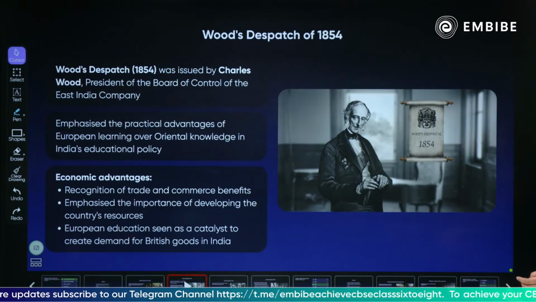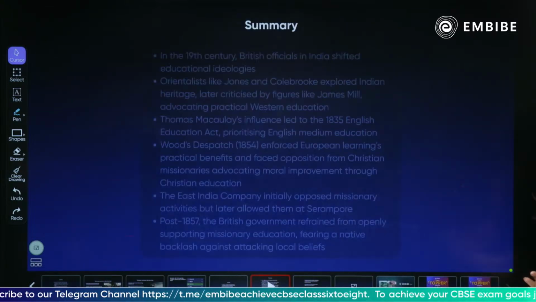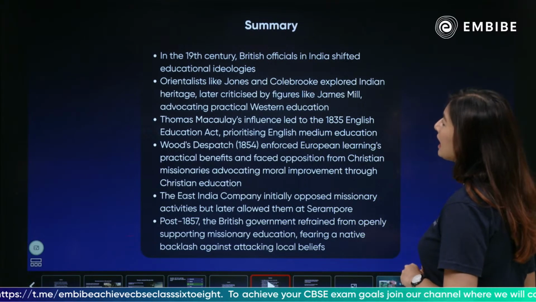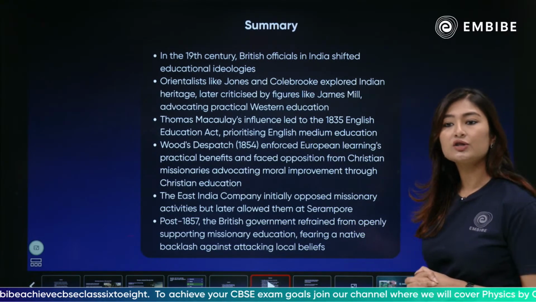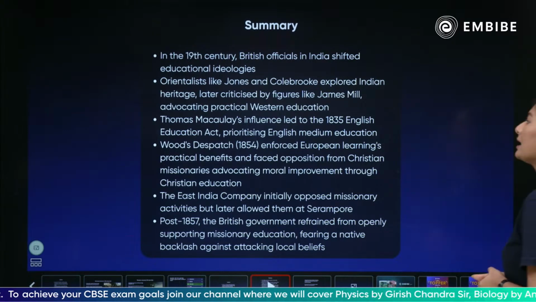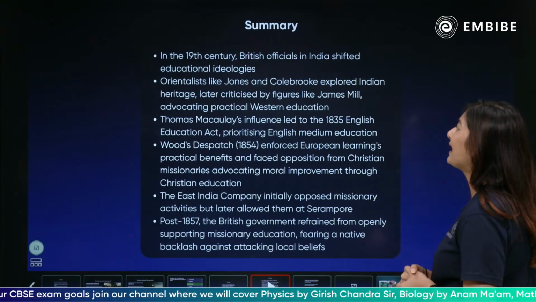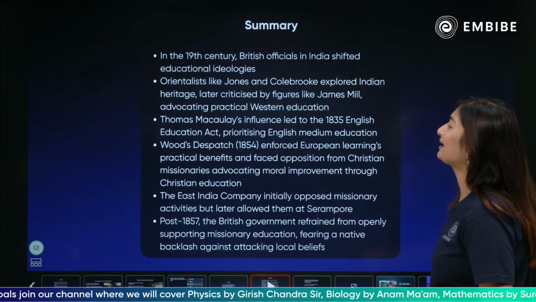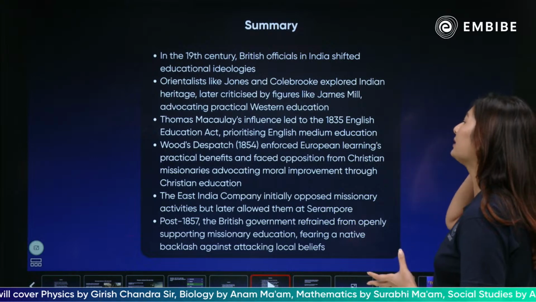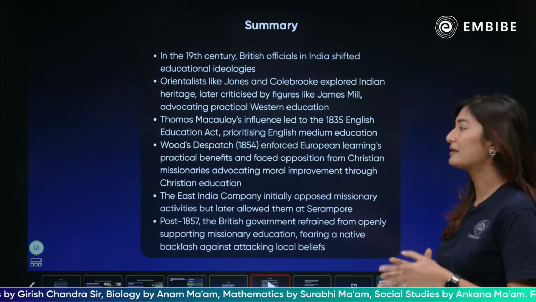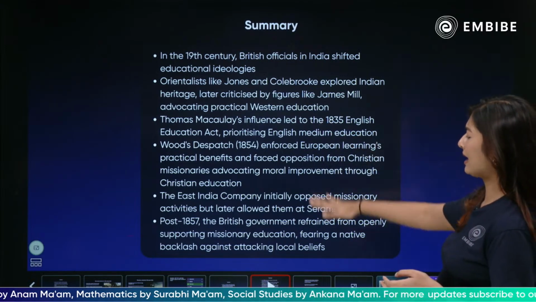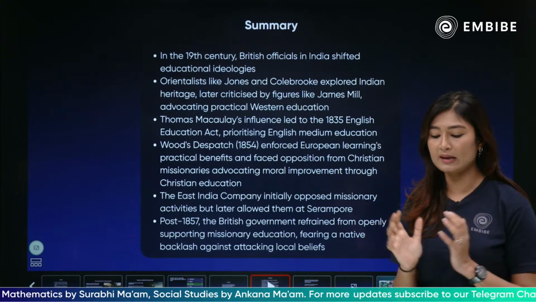Let's quickly summarize what we have done today. So we studied that in the 19th century, British officials in India shifted educational ideologies, right? Orientalists like Jones and Colebrooke explored Indian heritage, which was later criticized by people like James Mill, advocating practical Western education. Thomas Macaulay's influence led to the 1835 English Education Act, also Macaulay's Minutes, prioritizing English as the medium of education. The rest of the things we have still not done, so I'm not going to summarize that.